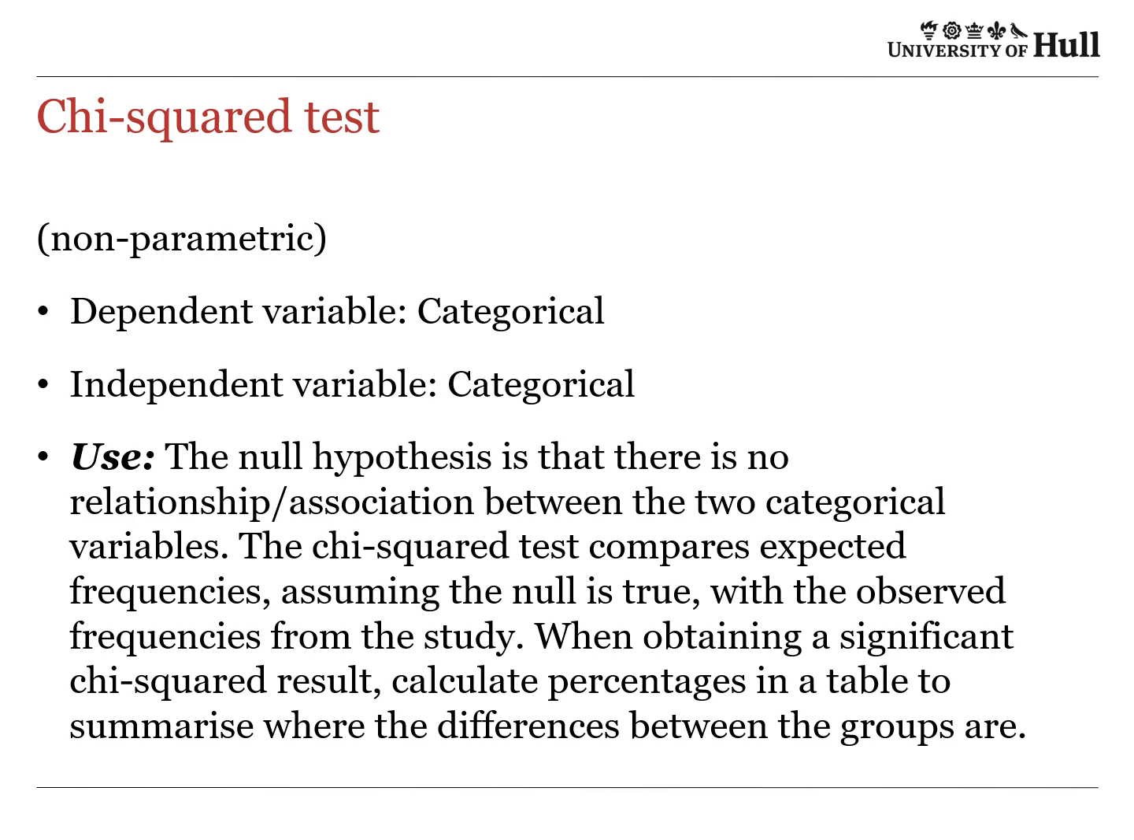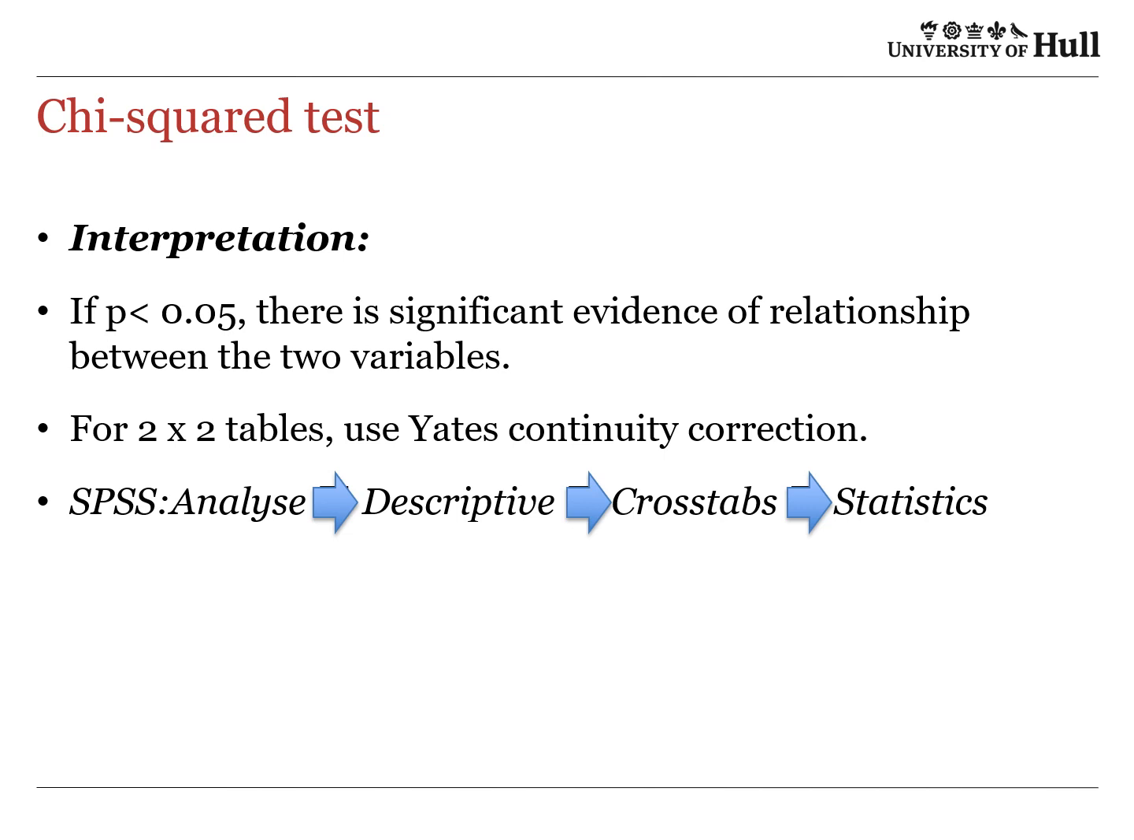Also worth pointing out here that chi-square can be used for more than 2x2 tables. It can be used for any size of table. However, there are disadvantages. In very large tables, say 10 by 10 tables, you're likely to get lots of cells within the table which have nothing in them or very small values, and that affects your test. So the interpretation is if p is less than 0.05, there is a significant relationship between the two variables.